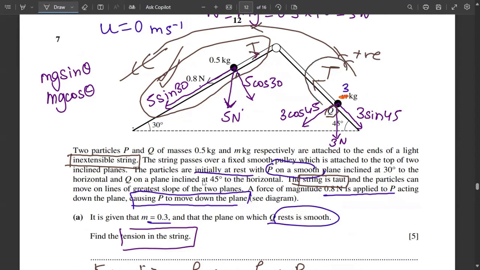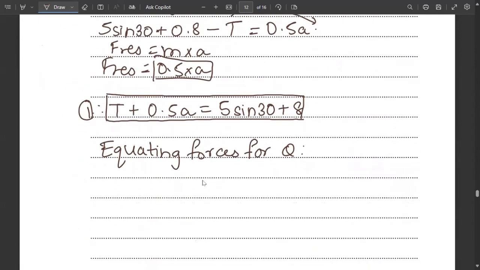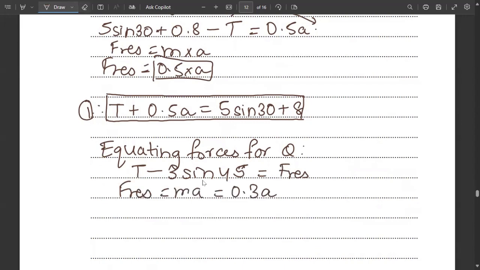These two are the only forces acting parallel to the slope: T and 3 sine 45. So T minus 3 sine 45 will be the resultant force. And we also know F resultant is mass into acceleration, which will be 0.3a. So instead of F resultant, I can write 0.3a.